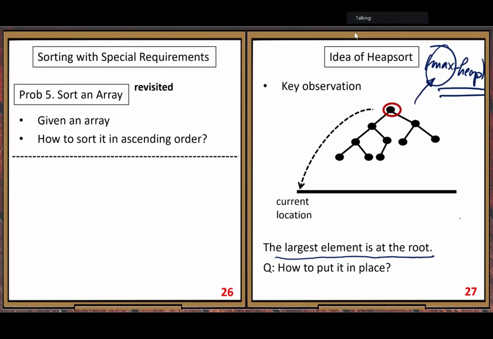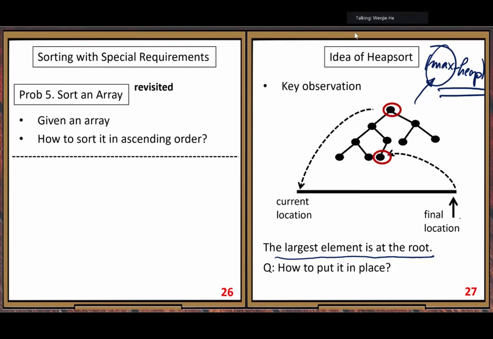In the heap, its current location is the first element in the heap. But we need to put it in the last location of the array. So we just do one swap operation. One swap between these two nodes, and we put it in place.